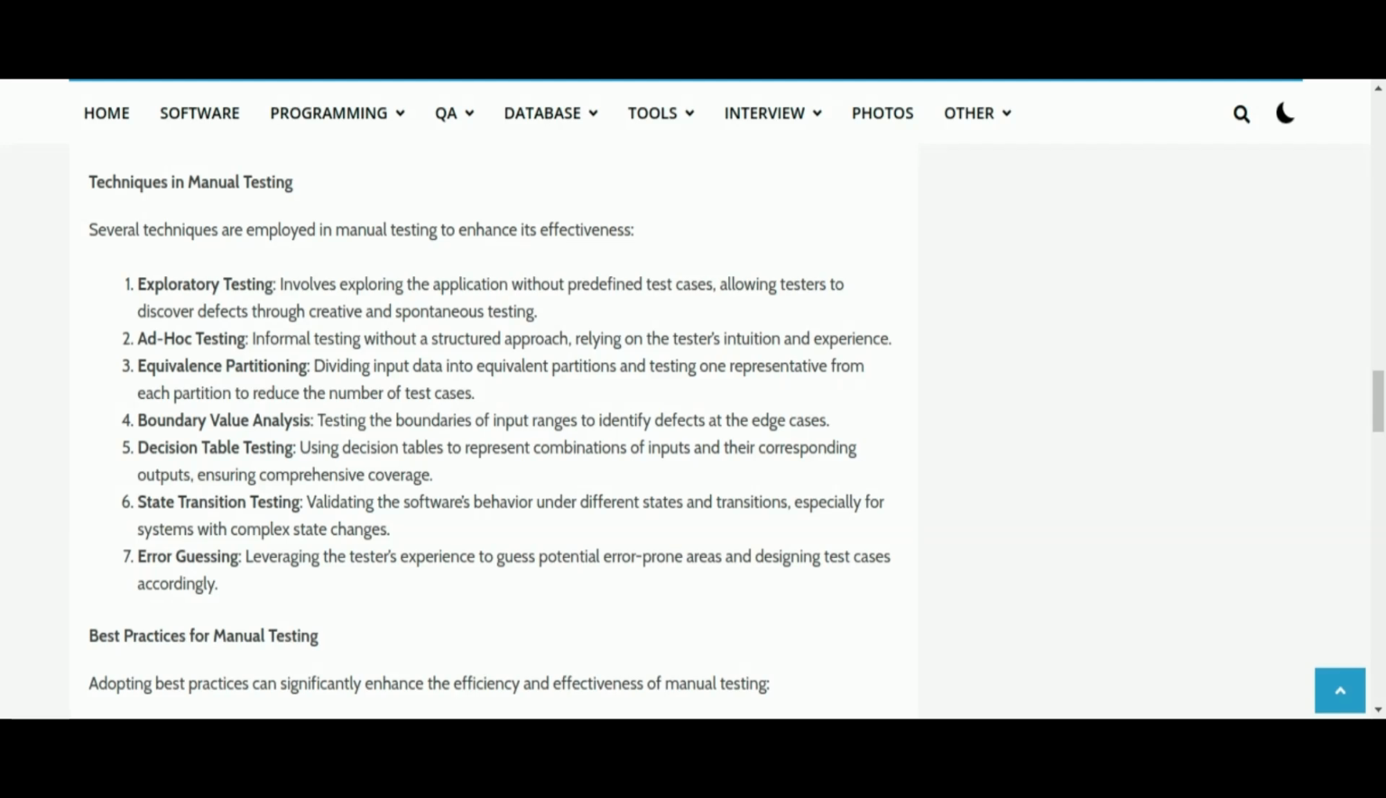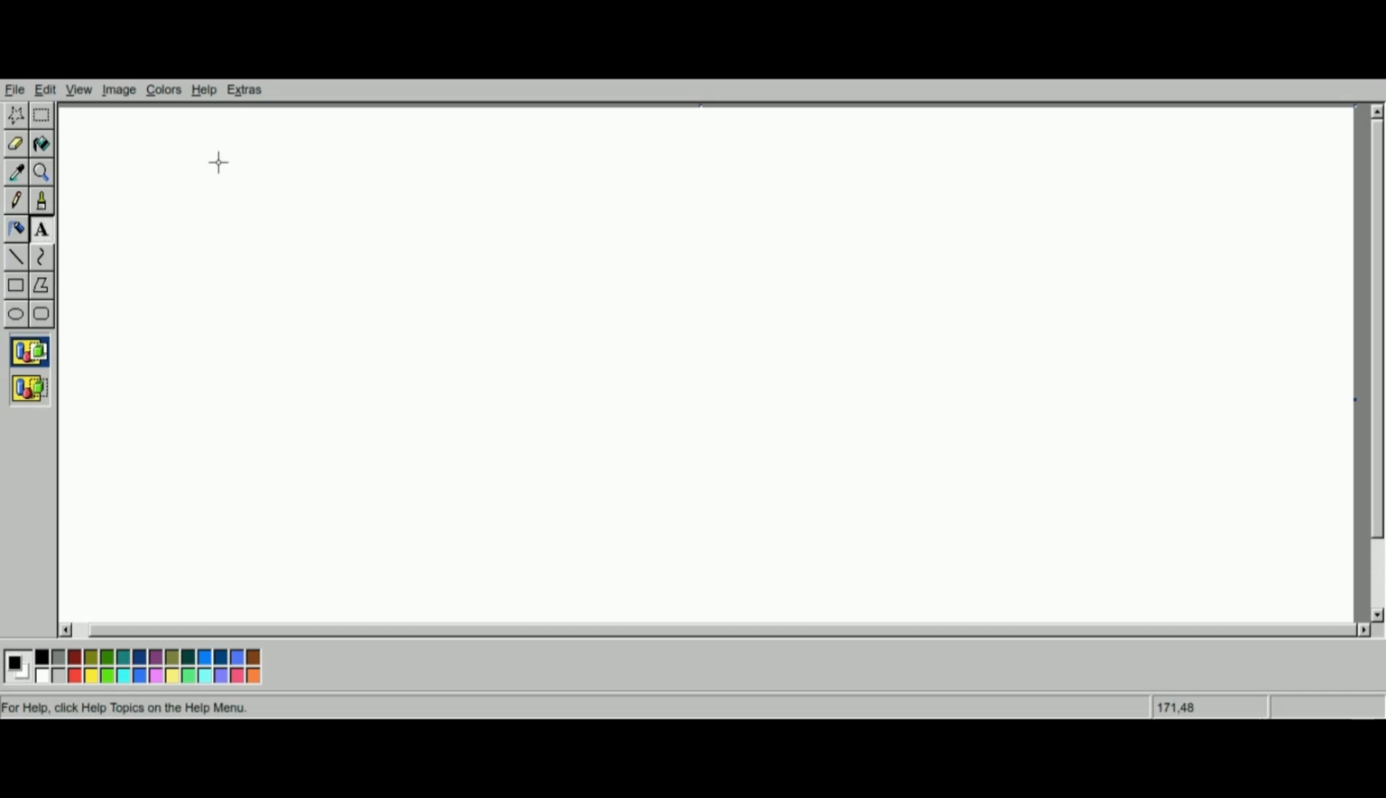See, using a decision table. So we have a decision table, and using this decision table we represent the combination of inputs and the corresponding outputs, ensuring comprehensive coverage. Okay, come to this step.